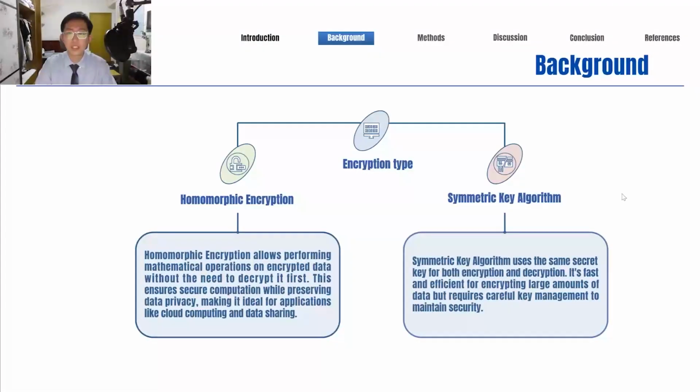And the symmetric key algorithm uses the same security key for both encryption and decryption. It's fast and efficient for encrypting large amounts of data, but requires careful key management to maintain security.